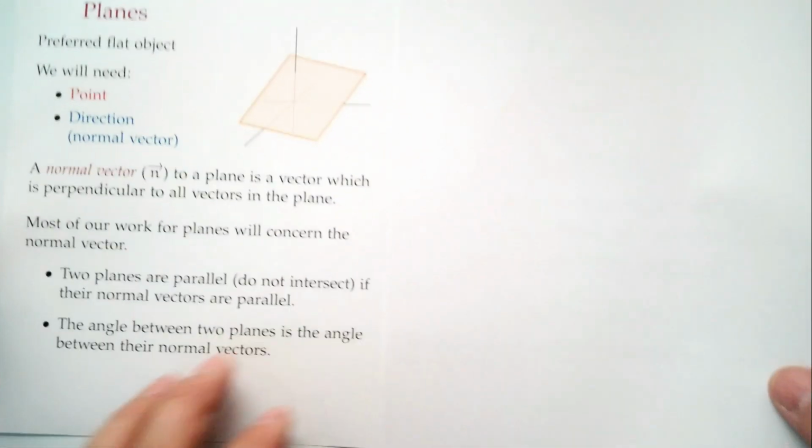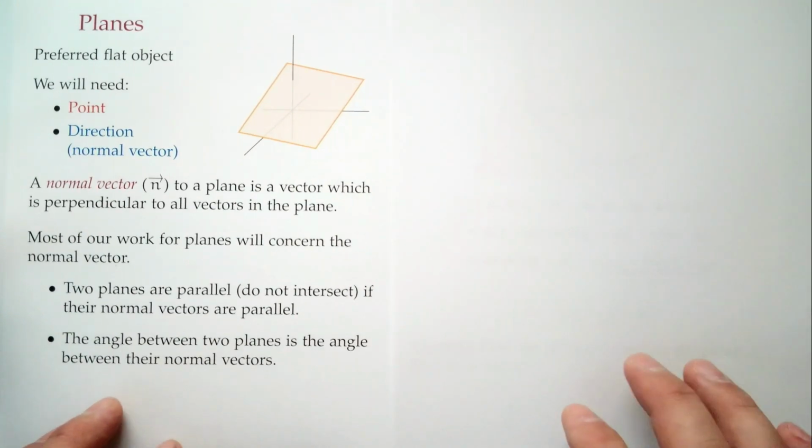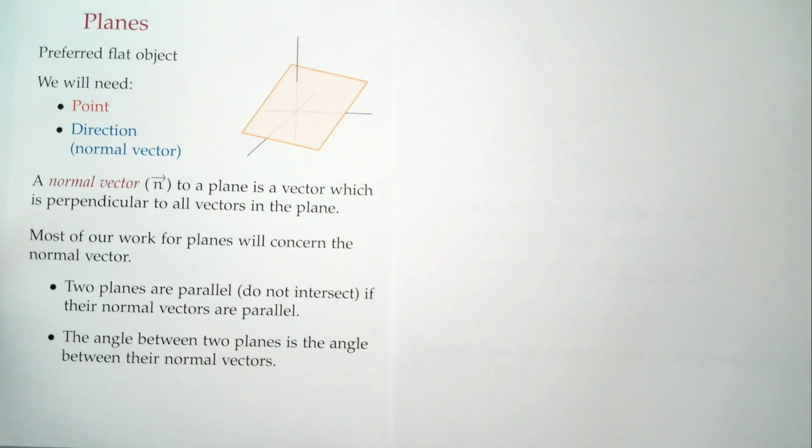Well, the other thing are planes. And for planes, these are going to be sort of our preferred flat objects for most of the class. So we really like planes. Essentially, you can think of, if you're going from 2 dimensions as lines, in 3 dimensions, it's planes. You want planes. Plain and simple. So what do we have? Well, suppose I want to find a plane.